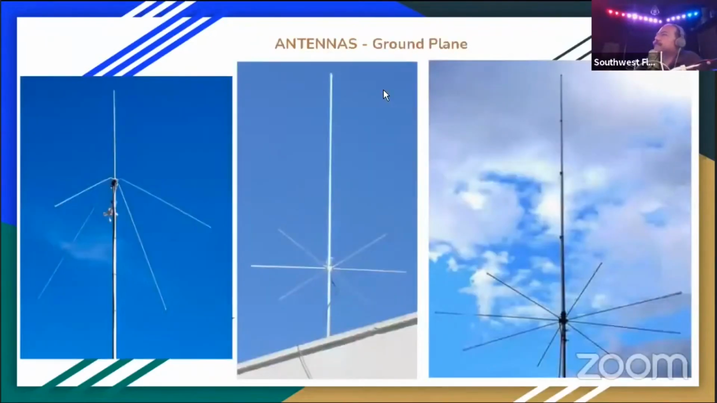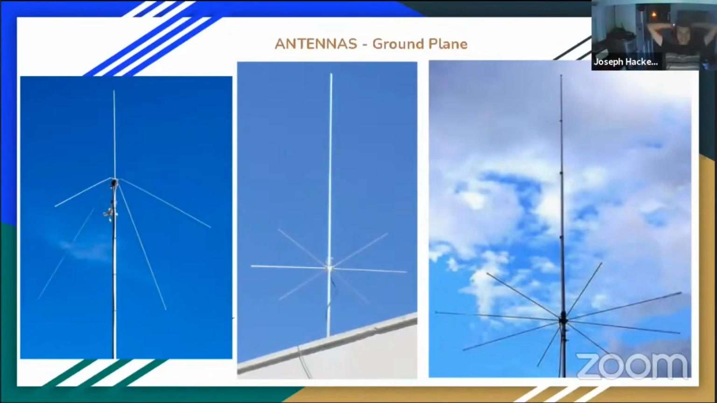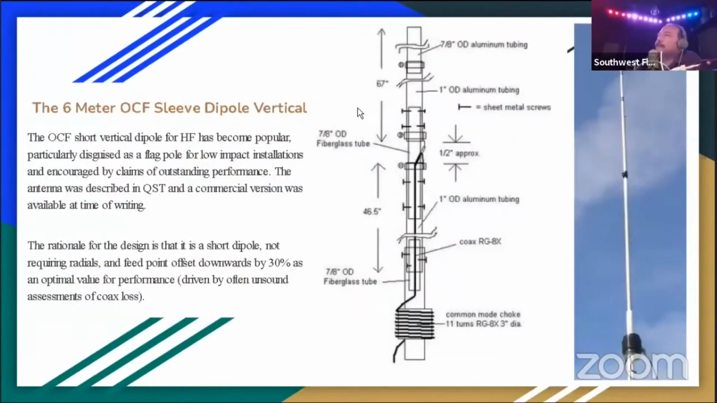Let's see here. Ground plane. I don't need to go over that, do I? I mean, this was pretty straightforward. We can all build these in our sleep. This was an interesting one. An OCF sleeve dipole vertical. What is that again, Bob? Well, it's a 6-meter OCF sleeve dipole vertical. That's awesome. You know what I need is an Ed McMahon going, "You are correct, sir. Yes."